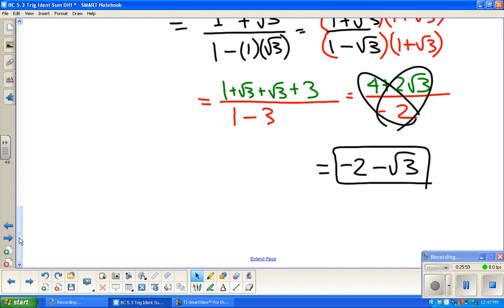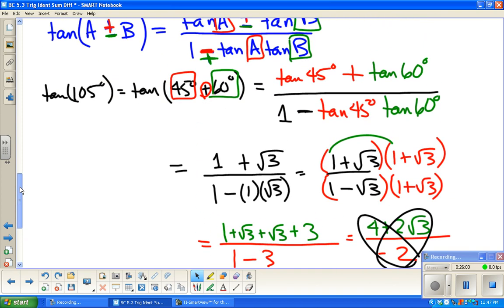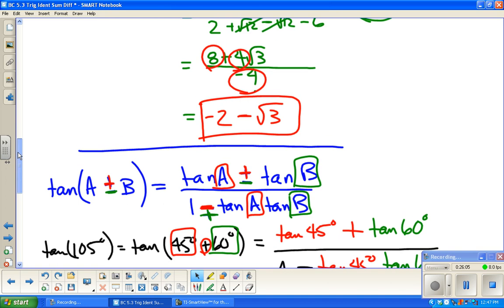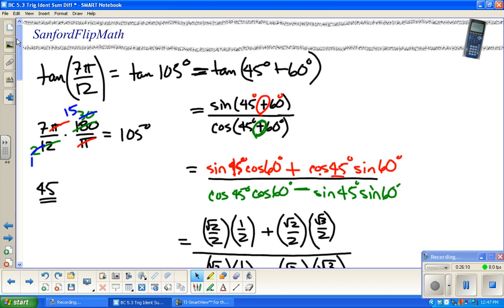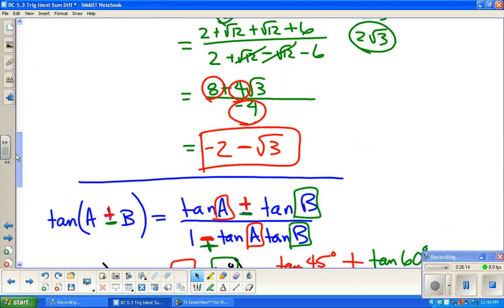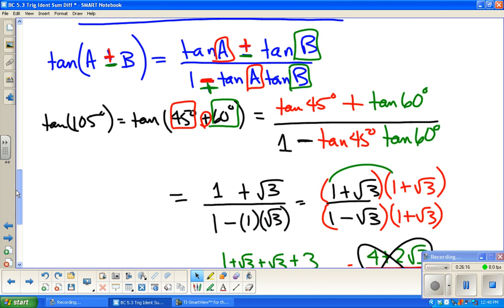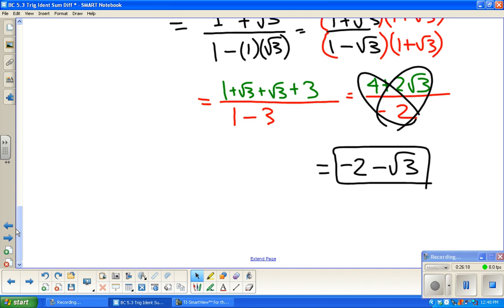All right, so I'm going to do the slow scroll. Negative 2 minus the square root of 3. Same problem, 2 different ways. I can do it by doing sine over cosine, or I can know this extra rule. That's the decision that you have to make.